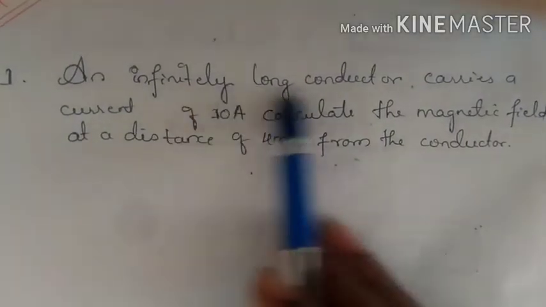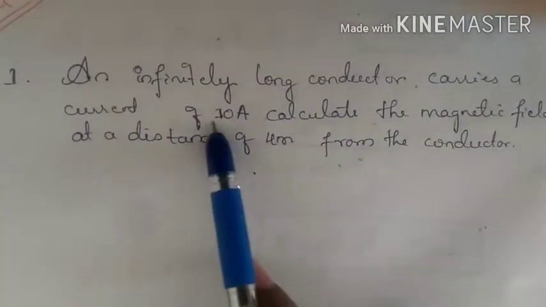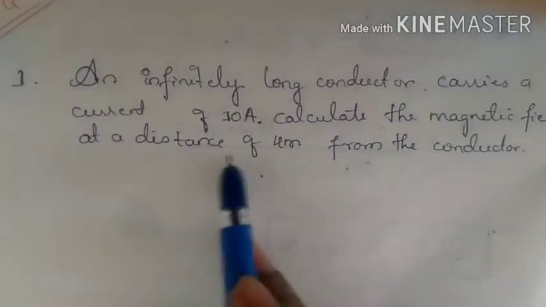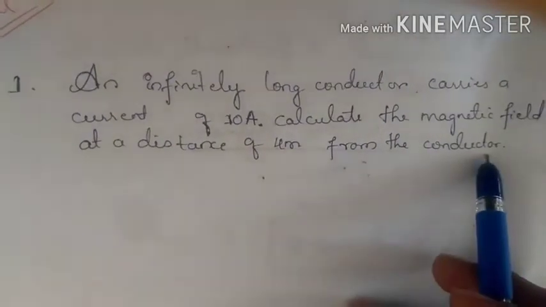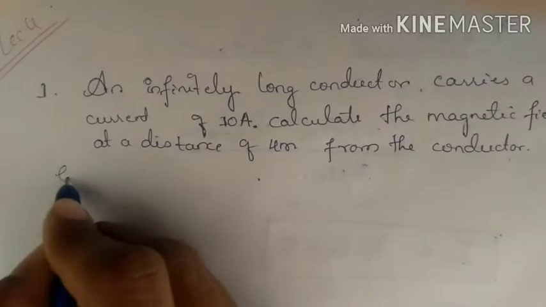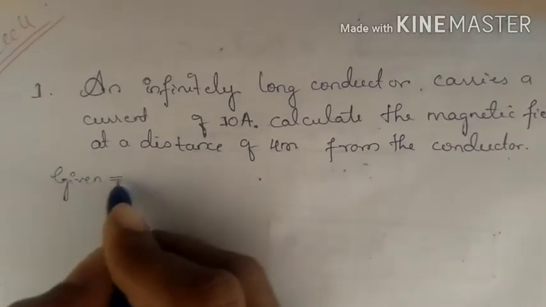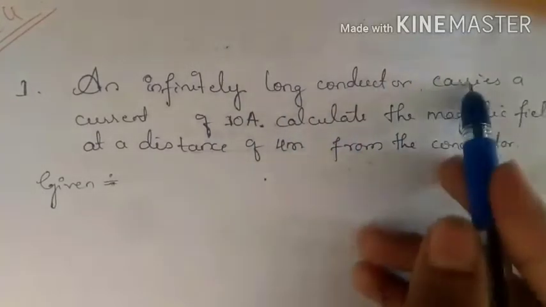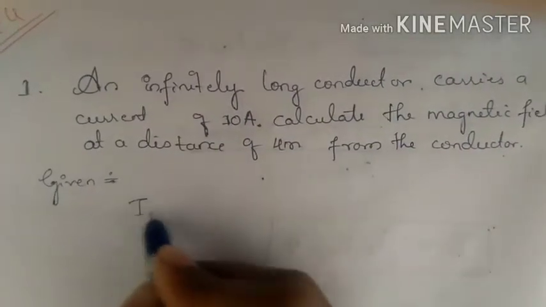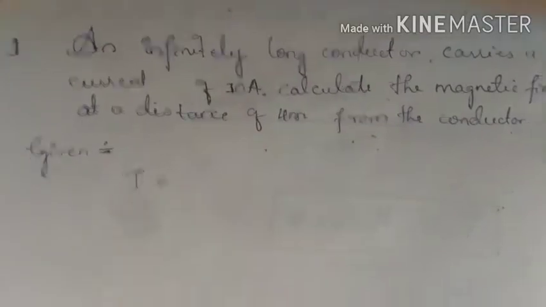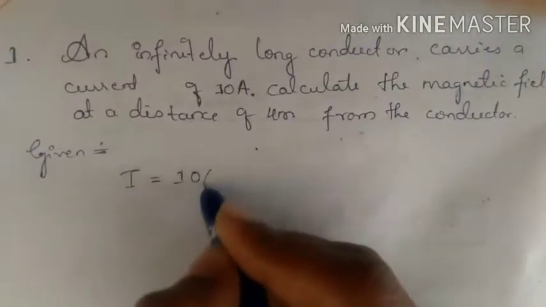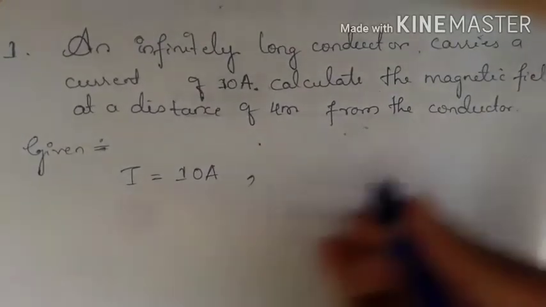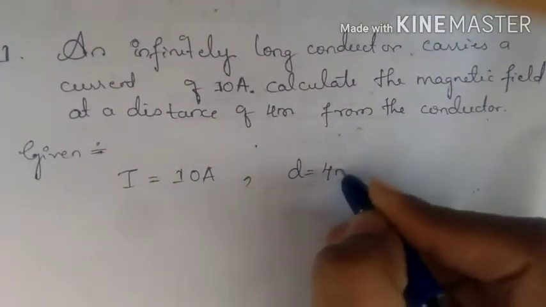So here is the first question. An infinitely long conductor carries a current of 10 amp. Calculate the magnetic field at a distance of 4 meter from the conductor. What is given? The infinitely long conductor carries a current of 10 amp, so I is equal to 10 amp, and the distance of 4 meter from the conductor, so D is equal to 4 meter.